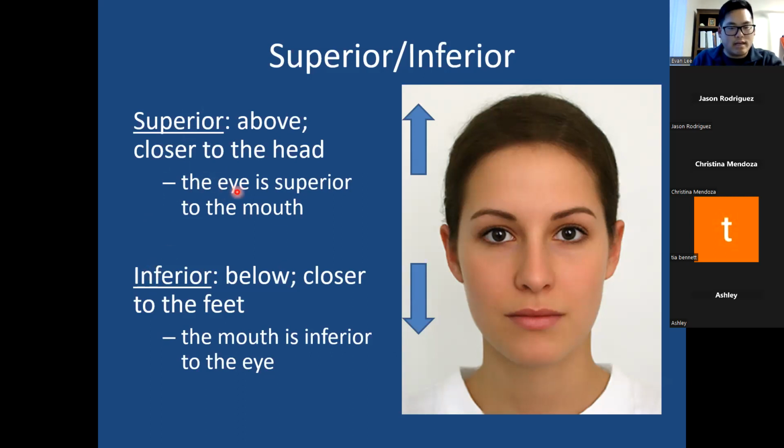If I said the eye is superior to the mouth, that means the eye is generally above the mouth. I'm describing where the eye is and comparing it to the mouth. You wouldn't say the eye is superior to the belly button, although technically correct, because it's more helpful to compare it to the mouth. This is how we give a relative position. And the opposite: if we want to describe the mouth compared to the eye, we would say the mouth is inferior to the eye.